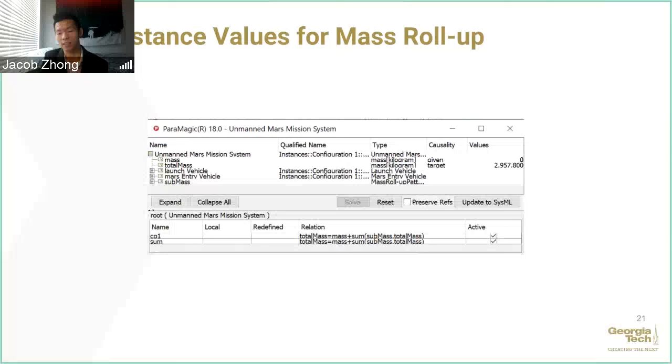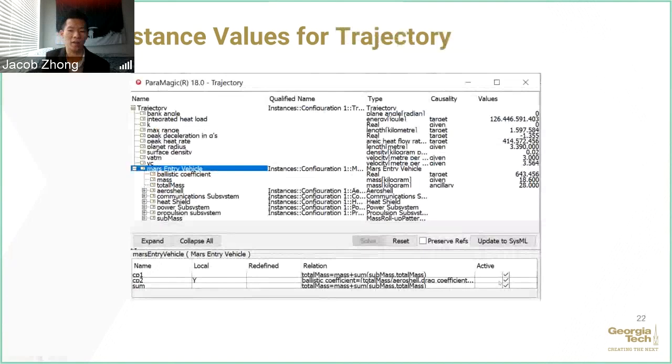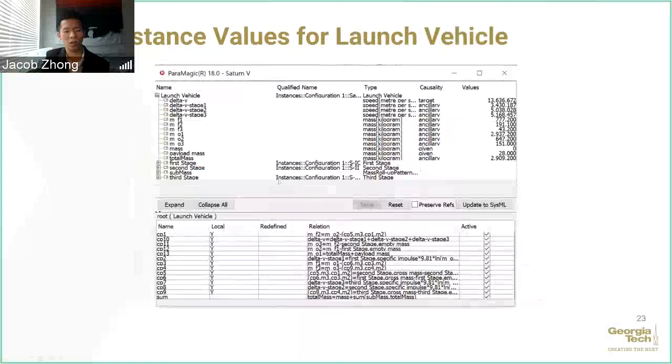For trajectory, we have a few more parameters. Of note, the peak deceleration is 1.355 Gs, which of course satisfies the initial requirement of being less than 5 Gs. There are other parameters like max range, which is 1,597 kilometers, more than the initial requirement, I think, of 1,000. For the launch vehicle as well, the delta V is calculated to be approximately 13,600 meters per second, which is again, I think, greater than the initial requirement for delta V.